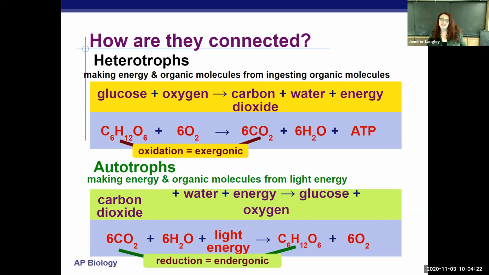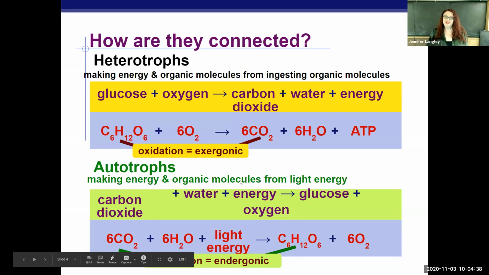The top one is exergonic. We're giving off energy. That's our ATP there. This is endergonic. We're trapping energy. Okay, are you guys starting to see how we had to do units 1 and 2 so that you could fully understand as we keep going?